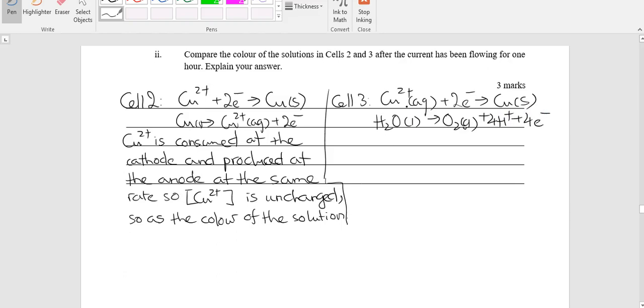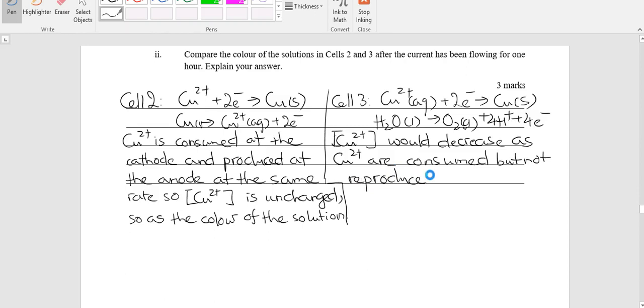So copper ions are being consumed, but they're not produced at the anode. So the concentration of copper ion would decrease as Cu2 plus are consumed but not reproduced. So just always think about the half equations. If you don't know what's happening in the cell, it's very hard to do any prediction. So if there's nothing else you can do, at least work out what's happening inside the cell.